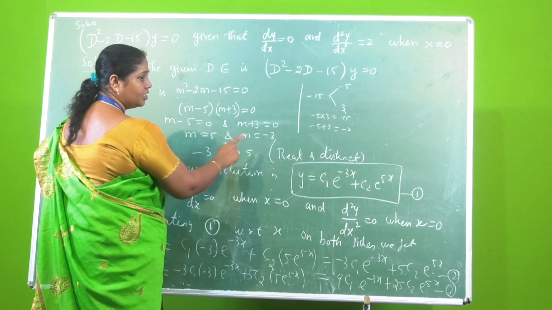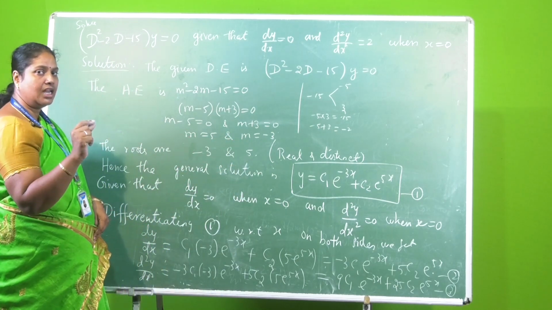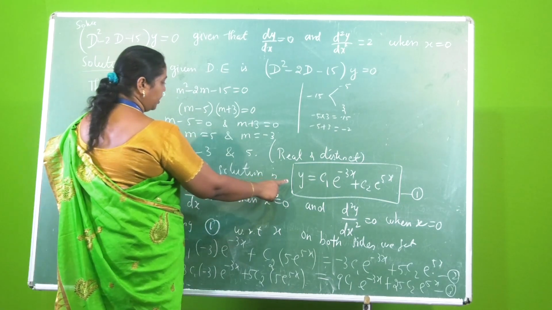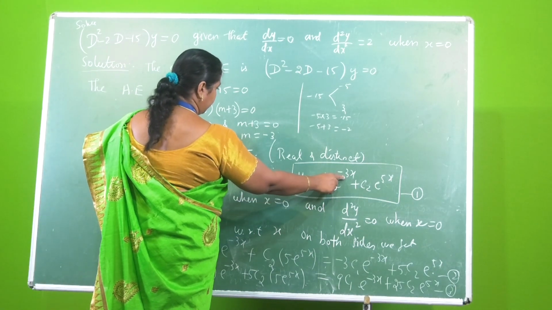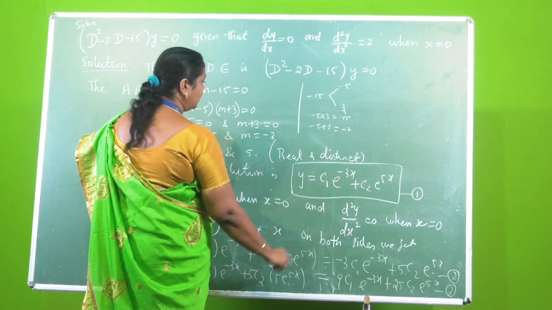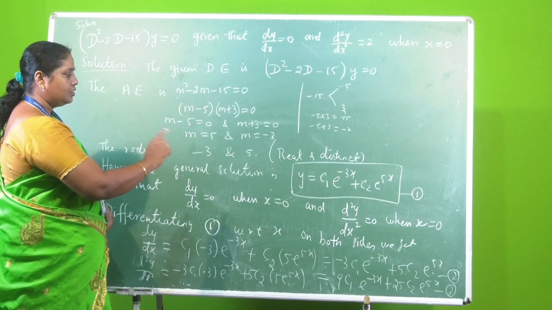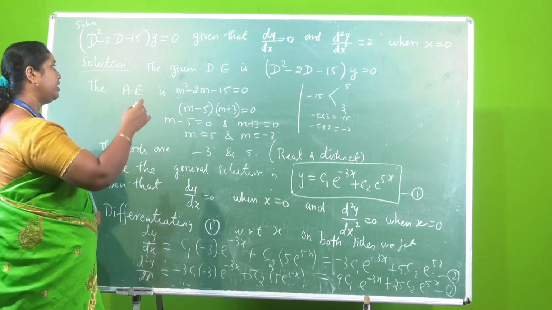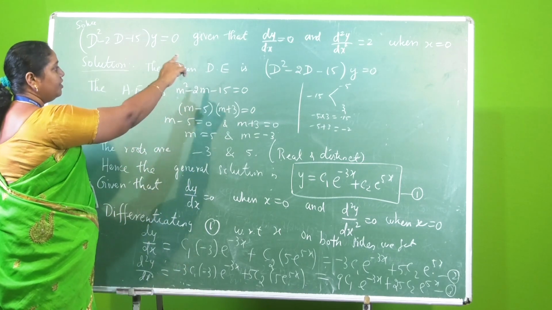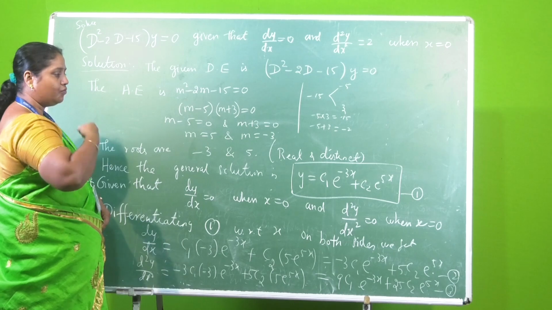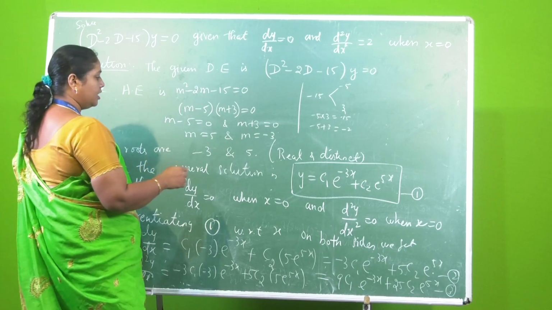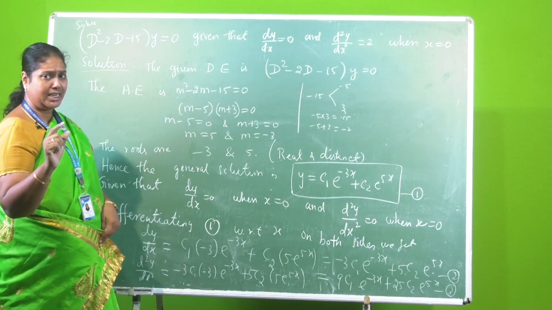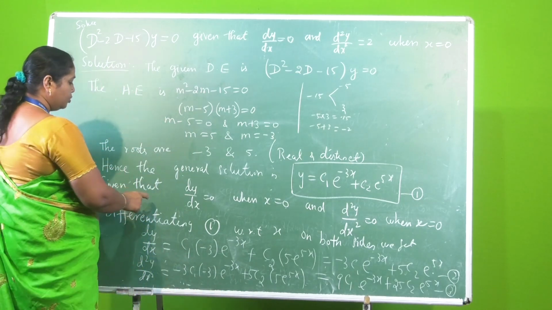So what is this type? This is roots real and distinct. So hence the general solution is what? y equal to c1 e power minus 3x plus c2 e power 5x. So this is the general solution of this equation. You are asked to find the solution of this equation with the given conditions, so you have to proceed further. For that, we take this solution as equation number 1, and we are going to use the conditions.